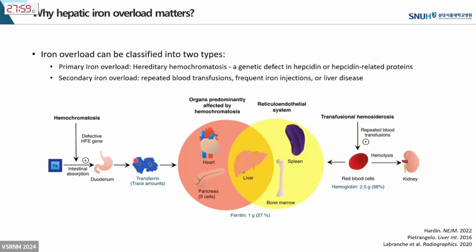Iron overload can broadly be classified into two types. The first type, primary iron overload, is a genetic condition where there is a defect in the hepcidin or hepcidin-related proteins, leading to excessive iron absorption. And the second type, secondary iron overload, is caused by factors such as repeated blood transfusions, frequent iron injection, or liver disease. Although the distribution of iron deposit may differ based on the underlying cause, the liver is always involved in iron overload regardless of the cause.